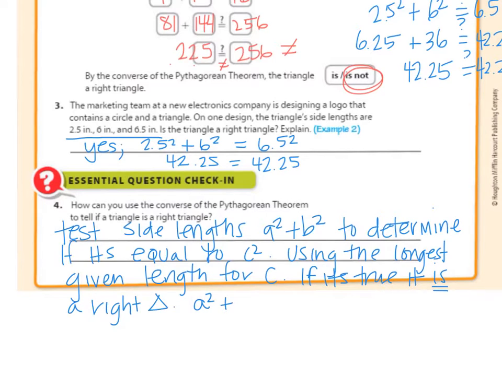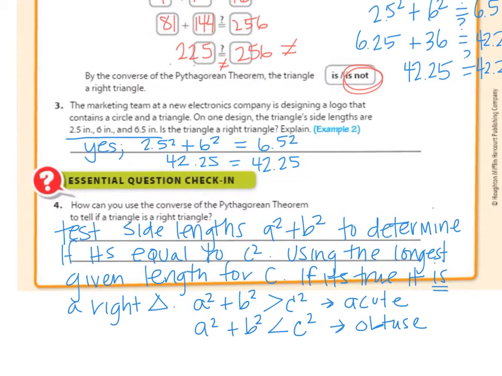And then going back to some of the earlier stuff that we looked at, we also know that if a squared plus b squared is greater than c squared, it's going to be acute, if c squared is smaller. And if a squared plus b squared is less than c squared, so if c squared is the bigger one, that's going to be an obtuse triangle. So if it's equal, it's right. a squared plus b squared is equal to c squared. That's just summarizing some of the stuff we did earlier this week.